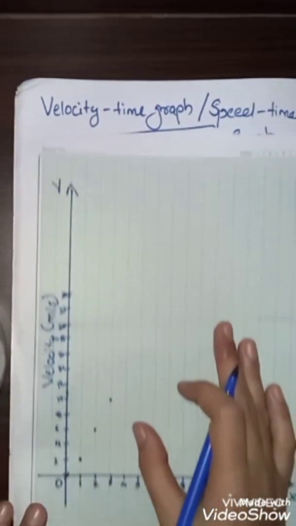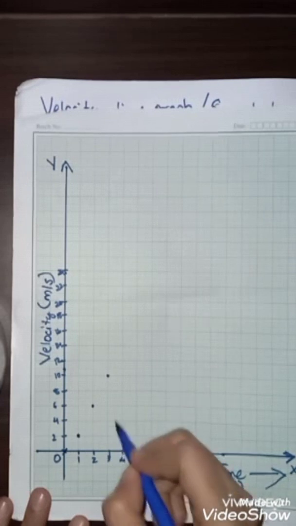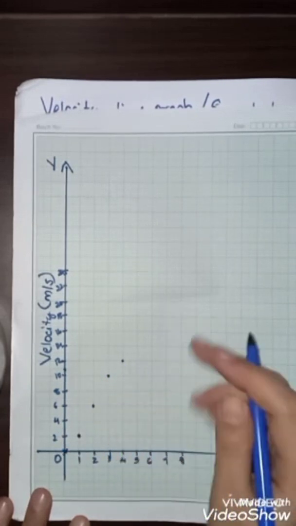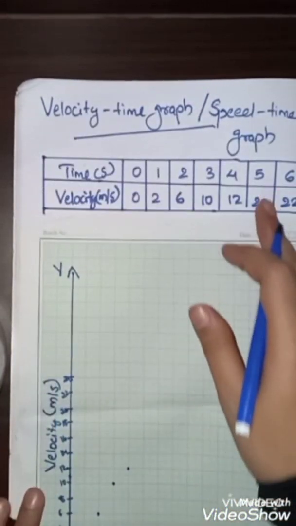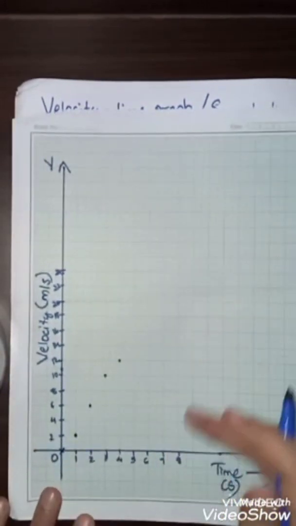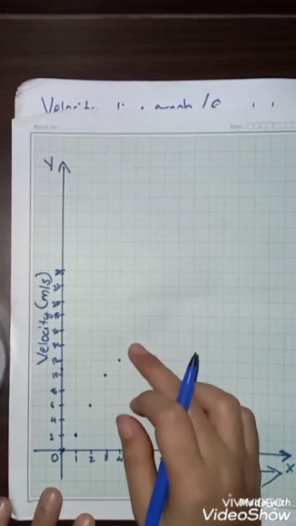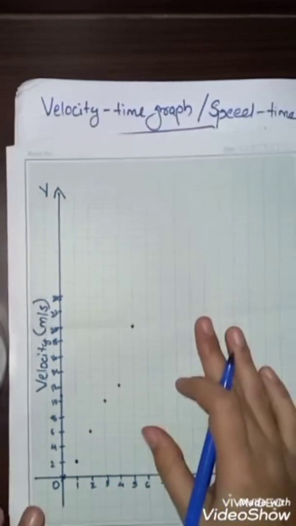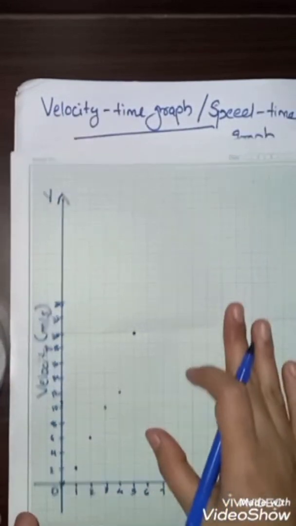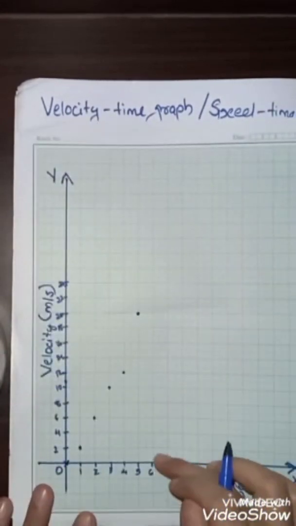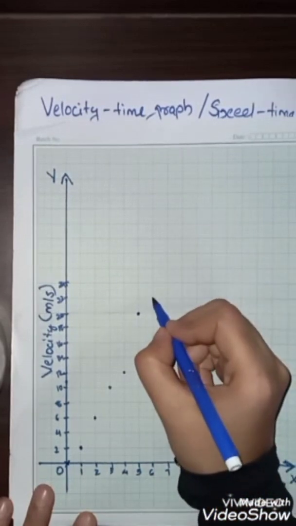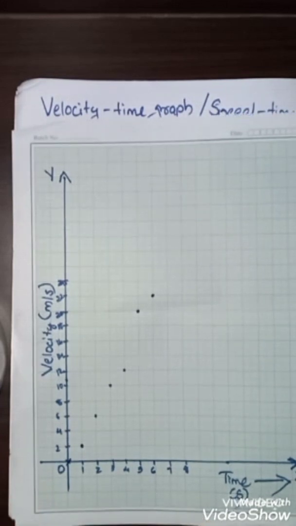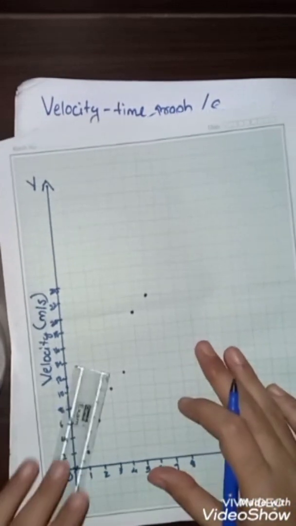Then at 4 second it is 12 meter per second. It is here. Then at 5 second it is 20 meter per second, it is here. Then at 6 second the velocity is 22 meter per second. Then we can join these points.